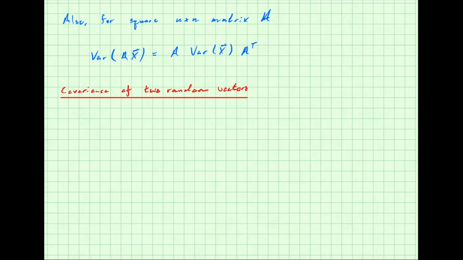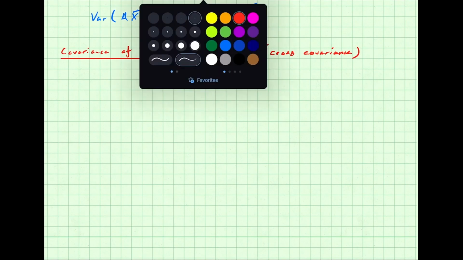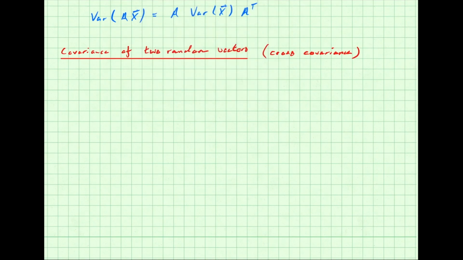It's called the cross-covariance, to remind you that somehow they're random vectors that are being covarianced. So we're just going to define this. I think it's kind of cool. You can sort of see how it could be useful.